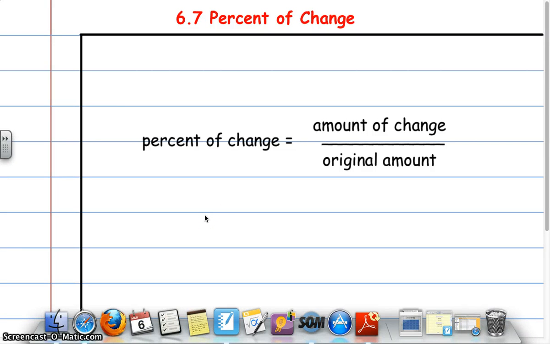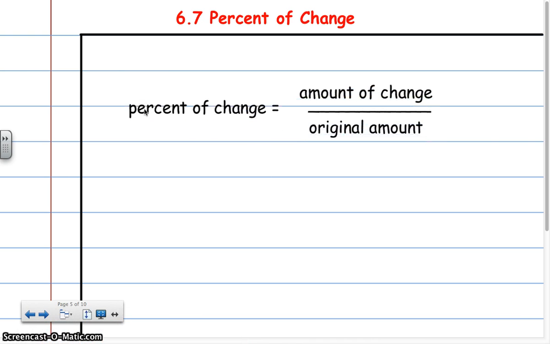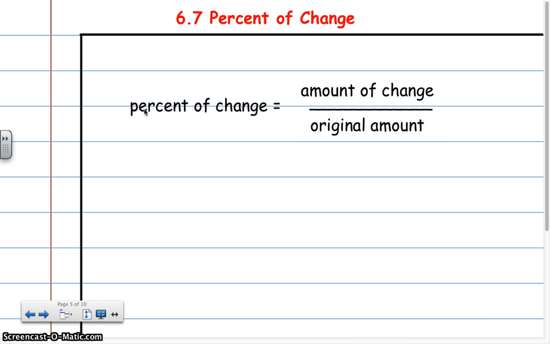Okay, 6-7, we are talking about percent of change. Percent of change represents a fraction, and we turn that fraction into a decimal, then that decimal into a percent. So percent of change is equal to the amount of change over wherever you started, also known as the original amount. Okay? This is something that you are going to reference constantly.